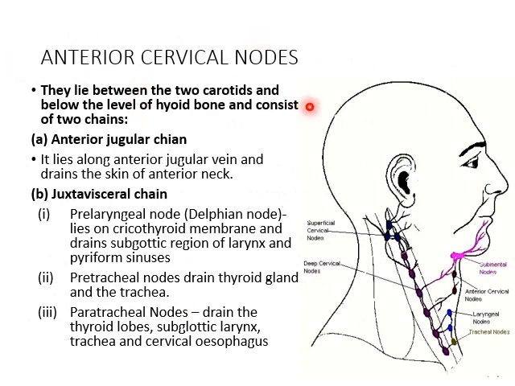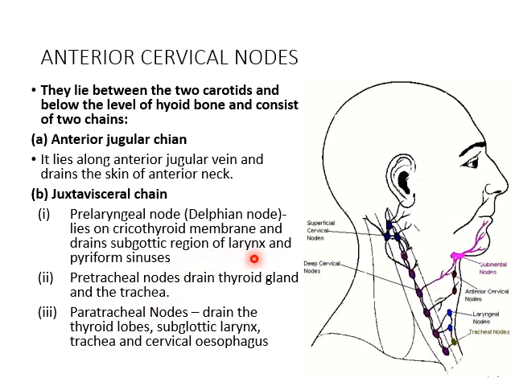Now the anterior cervical group of lymph nodes lie along the anterior jugular vein. These are not very clinically important. Then there is the juxtavisceral chain, which is related to the viscera present in the neck, that is the larynx and the trachea, and they drain the respective structures.